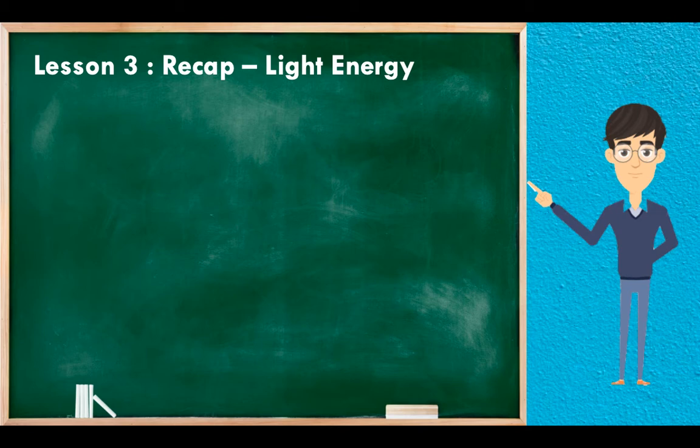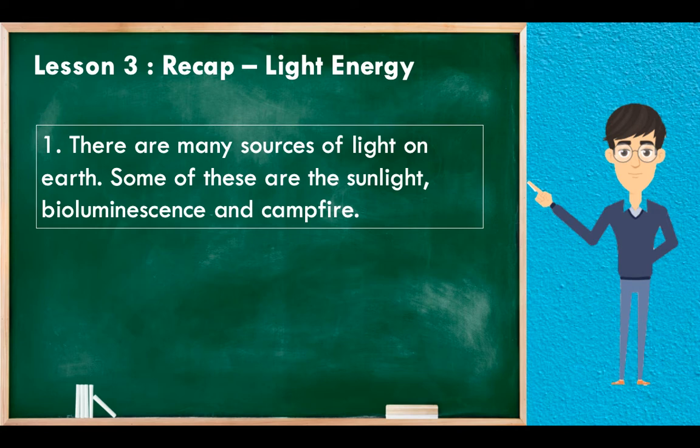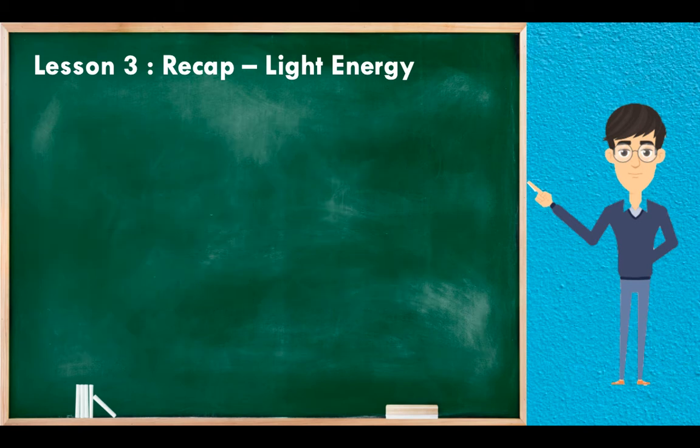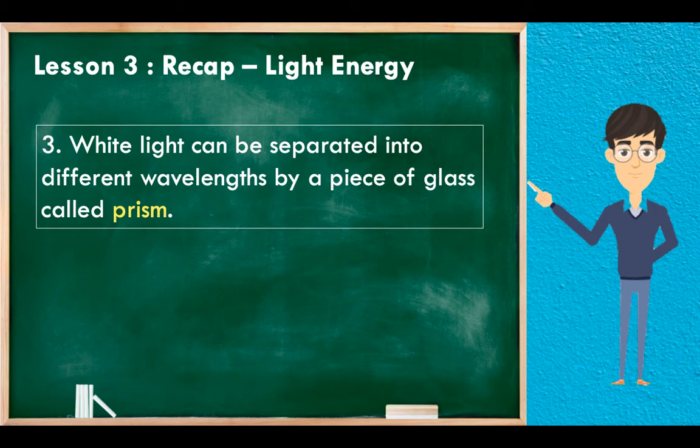We compared it to sound because they both travel as waves. We also discussed that there are many sources of light on Earth. Some of these are the sunlight, bioluminescence, and campfire. Next, we've learned that visible light spectrum is made up of waves with different wavelengths and frequencies. We likewise discussed that white light can be separated into different wavelengths by a piece of glass called prism.